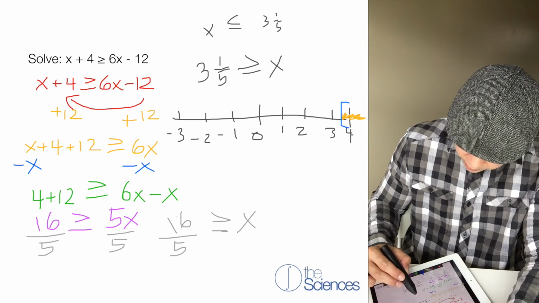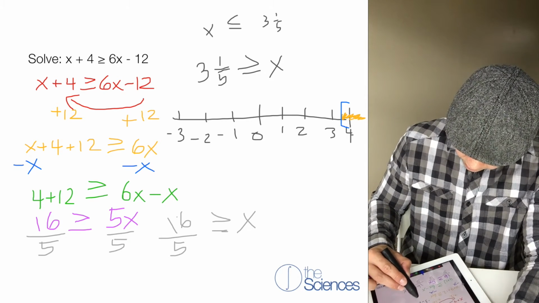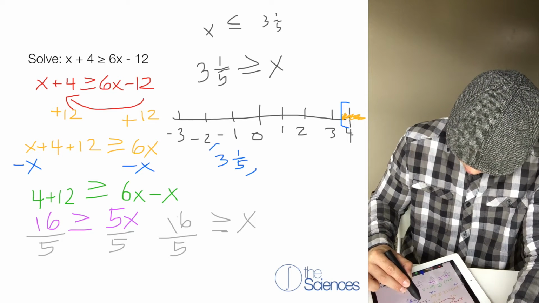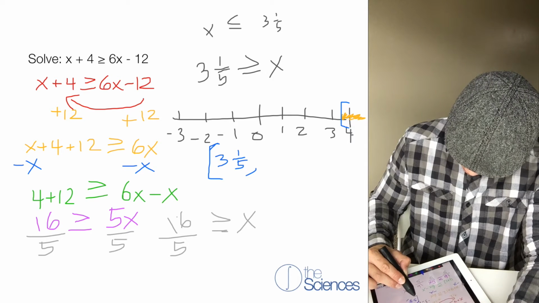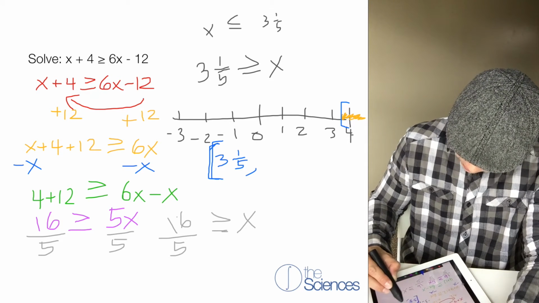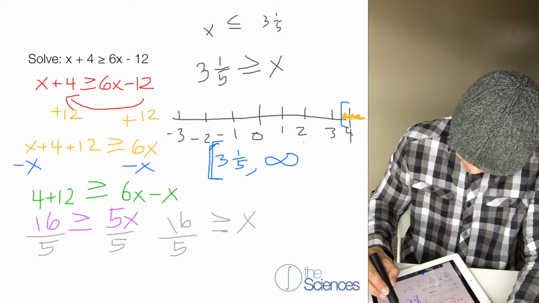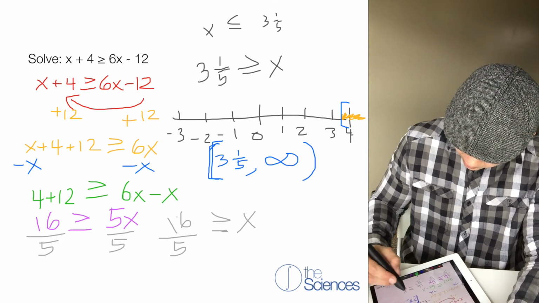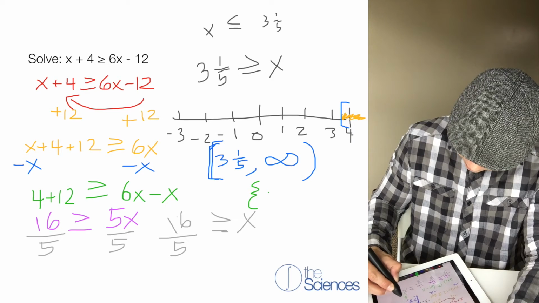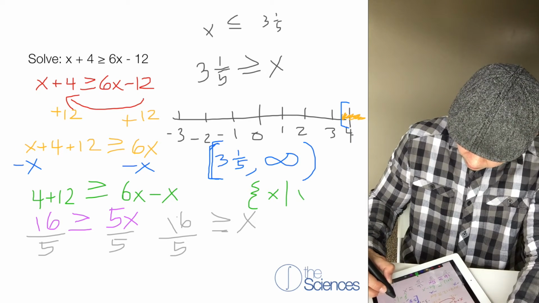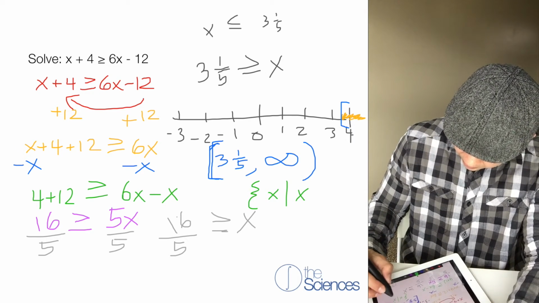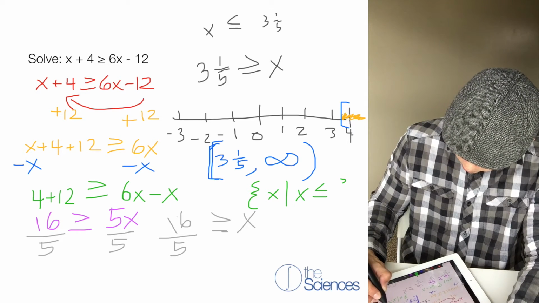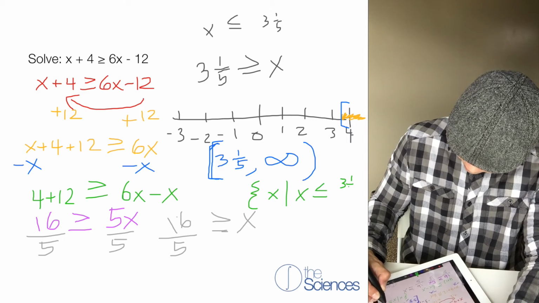Now in interval notation, we would have negative infinity to 3 and 1/5. It also includes 3 and 1/5, so we would use the bracket sign, and a parenthesis for infinity. And in set builder notation, it would be curly brace, the set of all x such that x is less than or equal to 3 and 1/5.